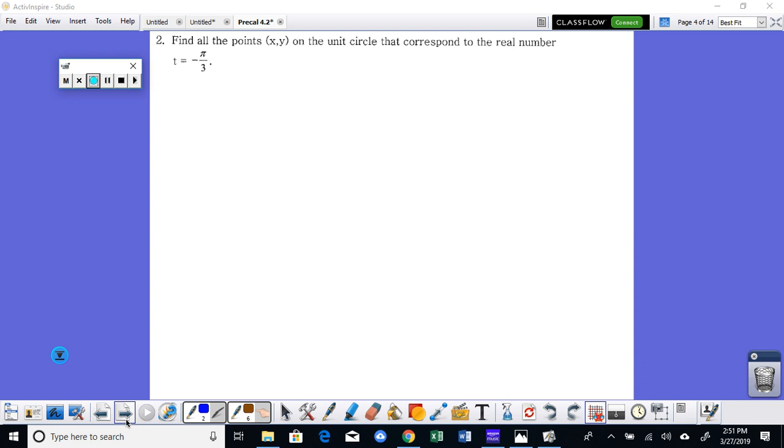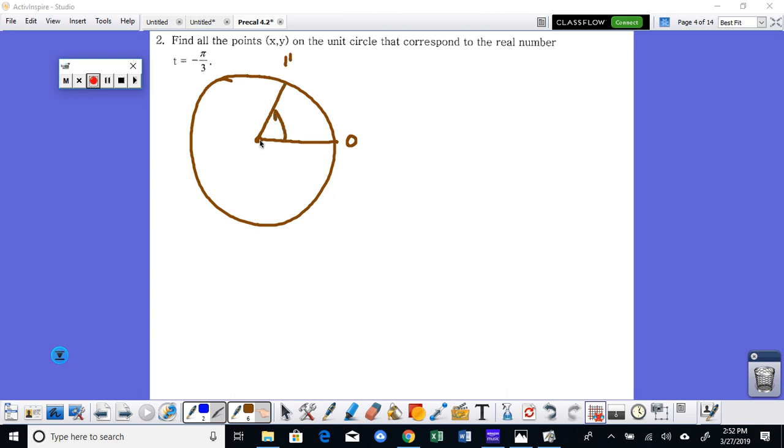All right, we want to find all the points on the unit circle that correspond to the real number t equals negative pi over 3. So on our unit circle, we start here at 0. Now pi over 3, that's not what we're looking for yet, but let's look at pi over 3. Which is longer, my x or my y? The y is bigger than the x. Whenever we have our over 3s, our numbers are 1/2 and square root of 3 over 2. The y is the bigger one of these.